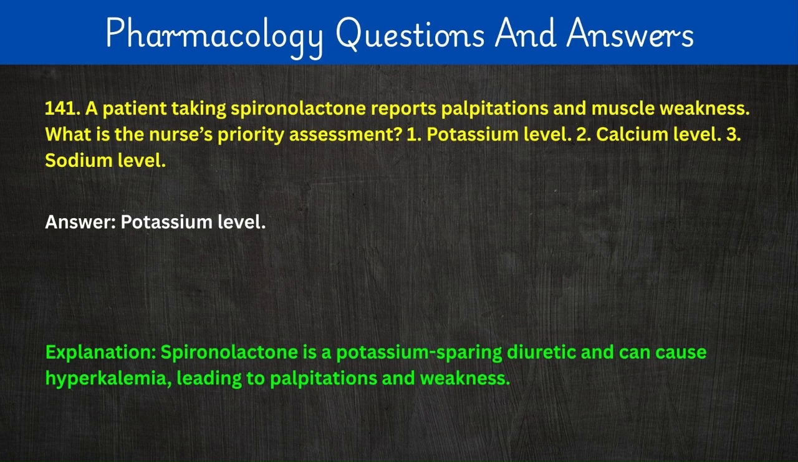141. A patient taking spironolactone reports palpitations and muscle weakness. What is the nurse's priority assessment? 1. Potassium level. 2. Calcium level. 3. Sodium level. Answer: potassium level. Explanation: spironolactone is a potassium-sparing diuretic and can cause hyperkalemia, leading to palpitations and weakness.